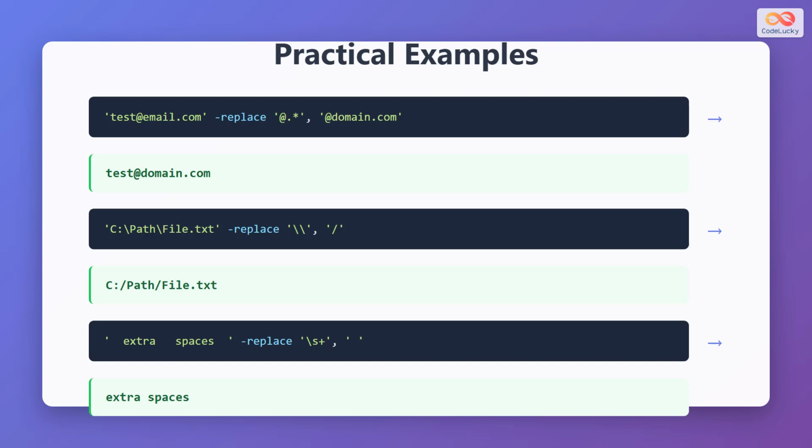Let's look at 3 practical examples you'll encounter frequently. First, changing email domains. The pattern @.* matches everything from the @ symbol to the end, replacing it with @domain.com. Second, converting Windows paths to forward slashes for cross-platform compatibility. We escape the backslash with double backslashes and replace it with a forward slash. Third, normalizing whitespace by replacing multiple spaces with a single space. The pattern \s+ matches one or more whitespace characters and condenses them. These examples show how -replace solves real-world text processing challenges efficiently.